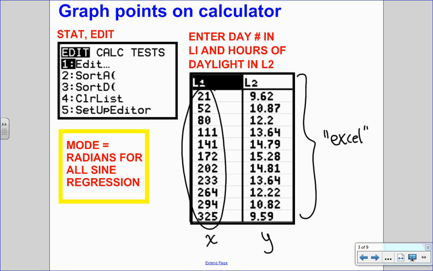Once I've entered them in, I just want to make sure that my mode is in radians. So just like for any word problem I'm dealing with radians, same thing on your calculator. So you have to be in radian mode. Okay, so we've entered all our values into our calculator.